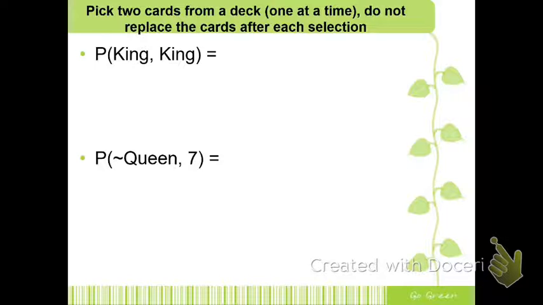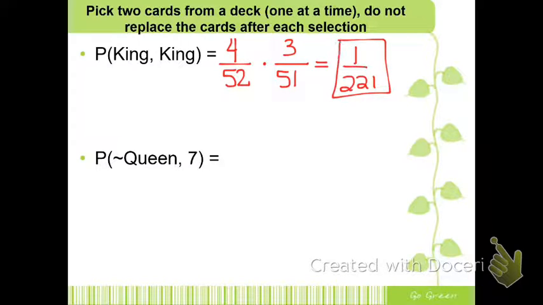So the probability of drawing a king for the first card is still 4 out of 52. But once you've taken that king out of the deck, now there's only 3 kings left out of 51 cards total. When you multiply and simplify this, you get 1 out of 221.